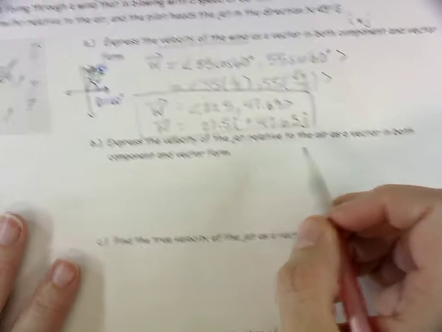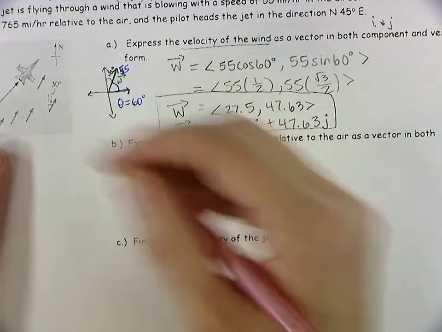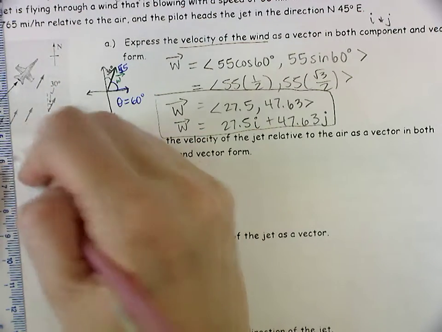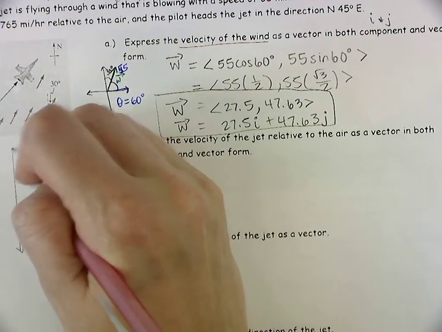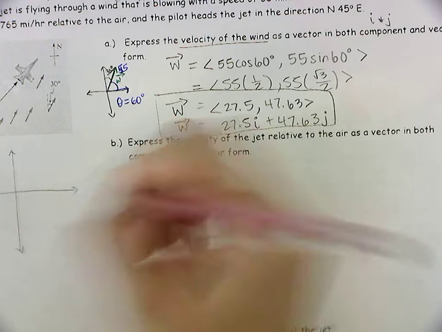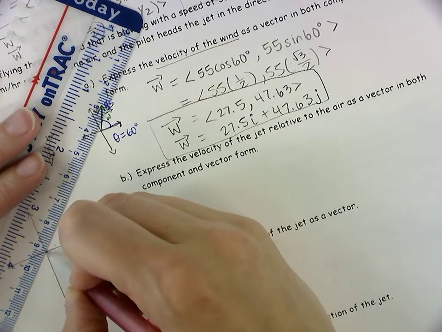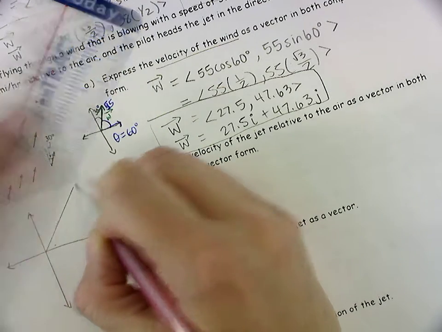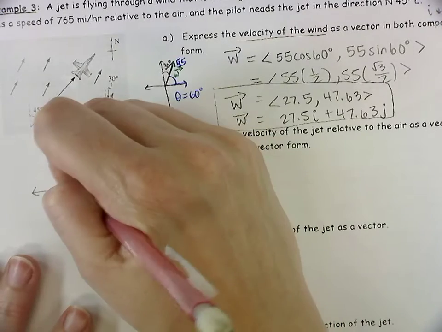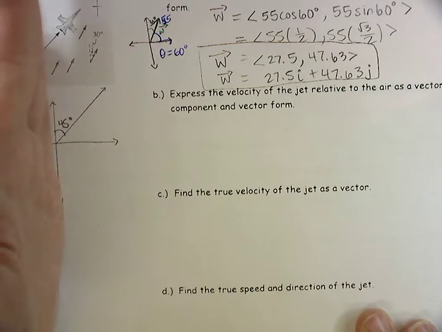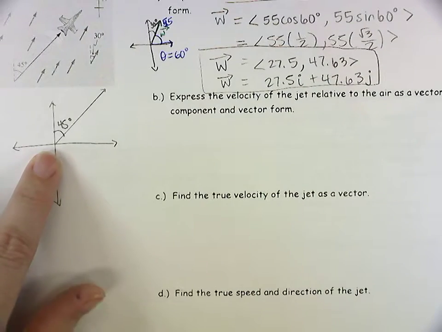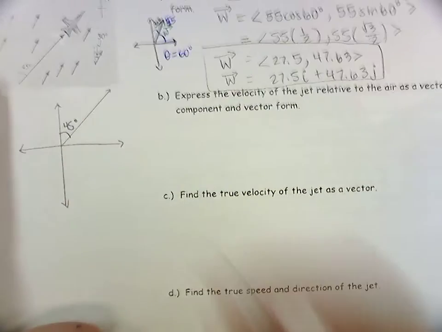For B, express the velocity of the jet. So for the jet, and again, if you want to draw your own picture, I like to draw mine. And I know some of you like to use the head to tail method, so you'll be doing that anyway. Now, the jet is headed in north 45 degrees east, which is pretty nice because if it's 45 degrees and you're starting north and you adjust 45 degrees to the east, what is your theta value going to be?